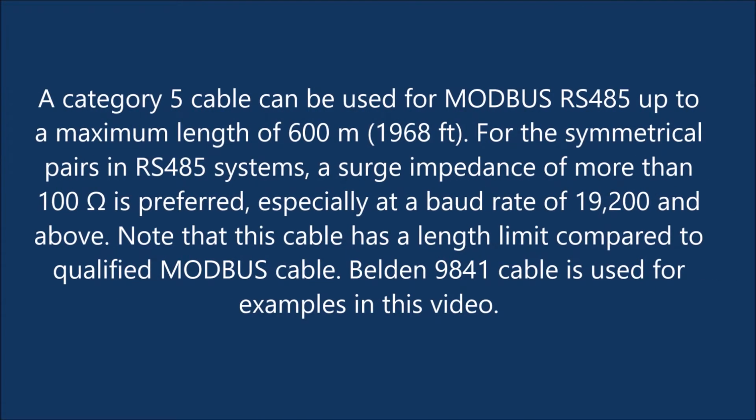A Category 5 cable can be used for MODBUS RS485 up to a maximum length of 600 meters, 1968 feet. For the symmetrical pairs in RS485 systems, a surge impedance of more than 100 ohms is preferred, especially at a baud rate of 19,200 and above. Note that this cable has a length limit compared to qualified MODBUS cable. Belden 9841 cable is used for examples in this video.